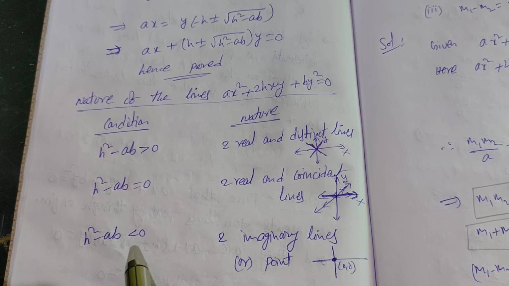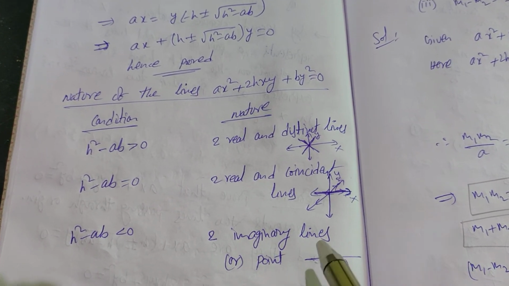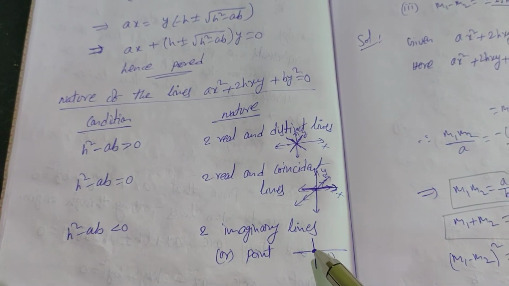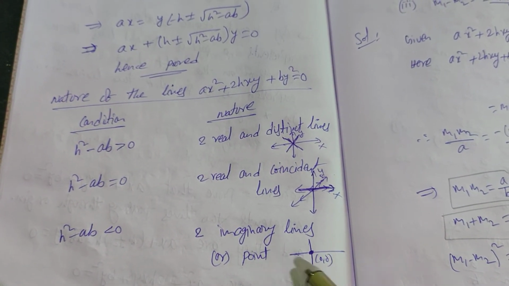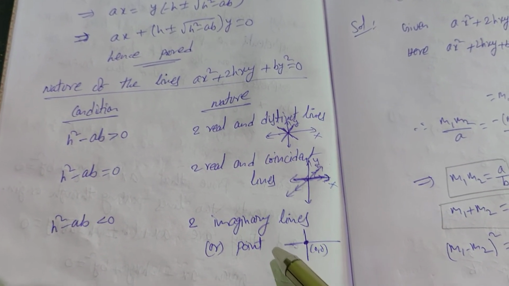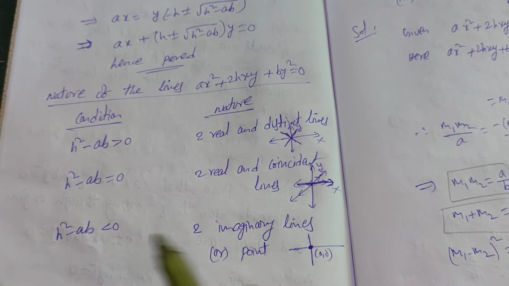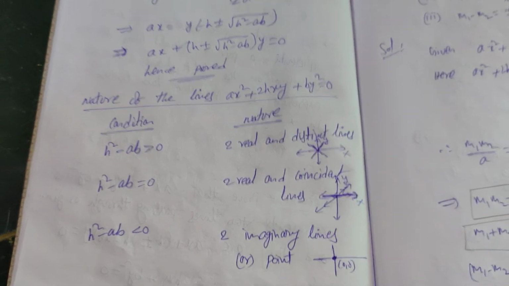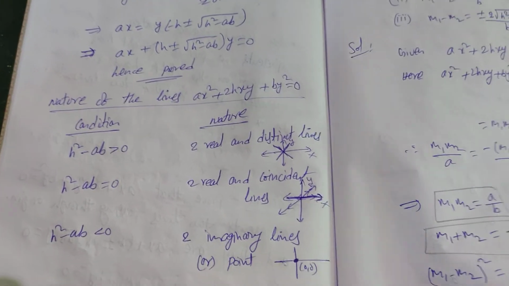Next, h square minus ab is less than 0. So two imaginary lines, you can't see them. Otherwise, because it is passing through the origin, it just represents a point, the origin. Okay. So h square minus ab less than 0 means two imaginary lines, or we can say the point origin. Okay. So based on this, let us see one problem.